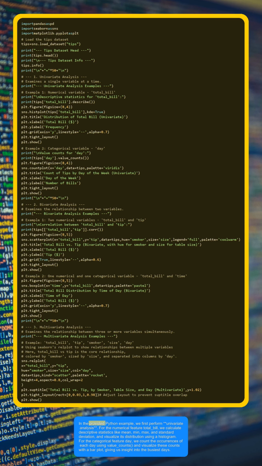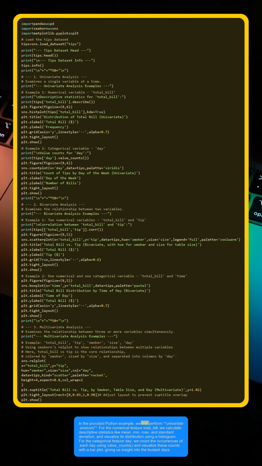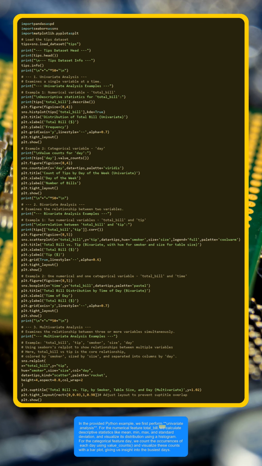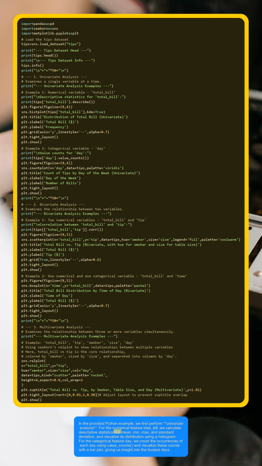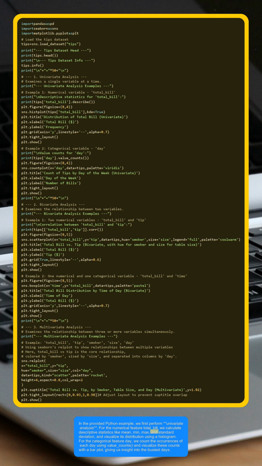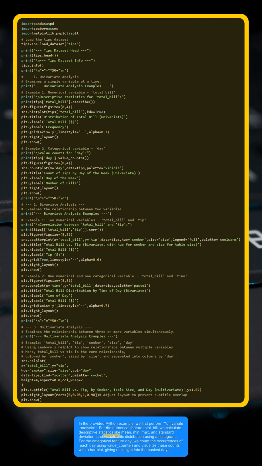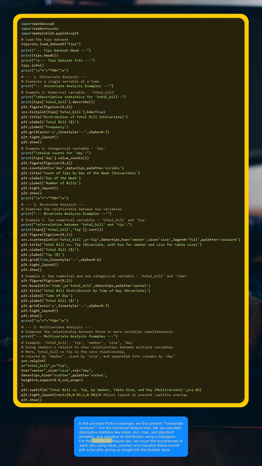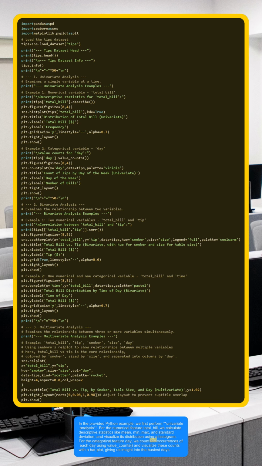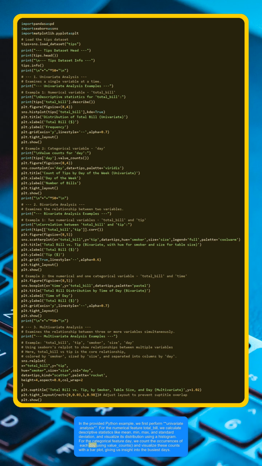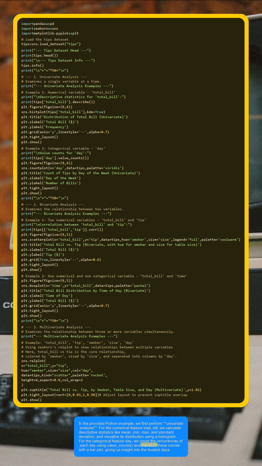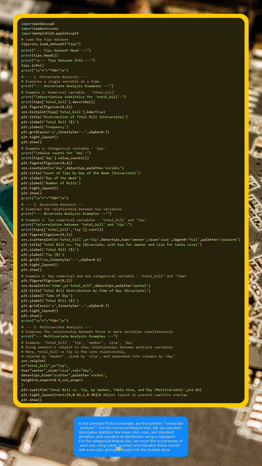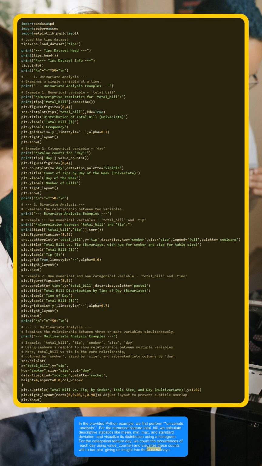In the provided Python example, we first perform univariate analysis. For the numerical feature total_bill, we calculate descriptive statistics like mean, min, max, and standard deviation, and visualize its distribution using a histogram. For the categorical feature day, we count the occurrences of each day using value_counts, and visualize these counts with a bar plot, giving us insight into the busiest days.